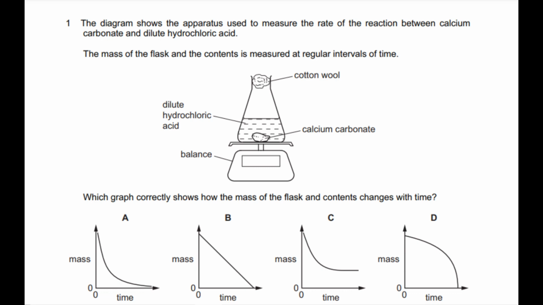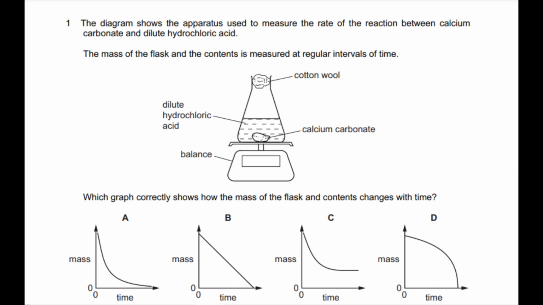As you see the apparatus on the screen, a conical flask is sealed with cotton wool, and in the conical flask, or reaction vessel, we have solid calcium carbonate and dilute hydrochloric acid poured into it. So that means carbonate and acid are reacting, and the whole apparatus is placed over a balance.